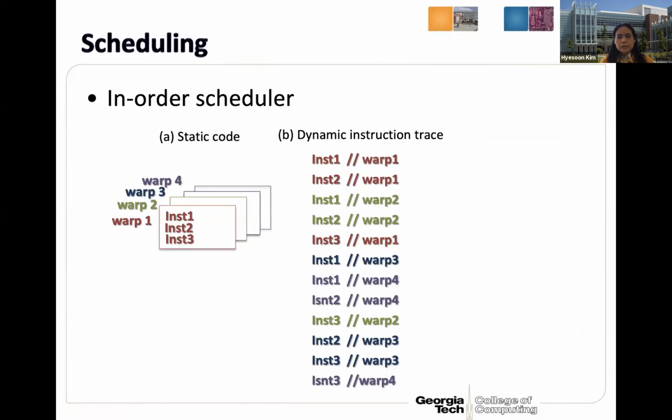So the scheduling policy is within a thread. This is static code that will be executed in order, but because the warps can be executed in any order once the source operands are ready, when you look at the dynamic instruction traces, it might look like out-of-order execution. But if you look within a warp, in this case within the same colors, you will see these instructions are executed in order.